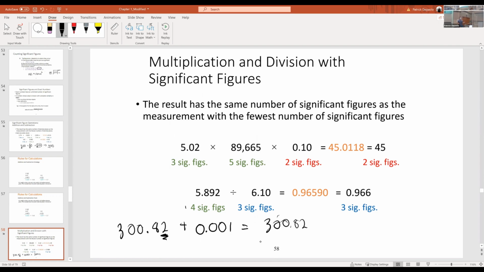So you see that there is a difference. Multiplication is based on the number of sig figs in the whole number, whereas addition is just decimal places. Okay, very good question though.